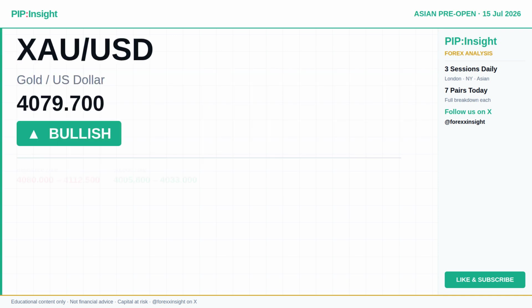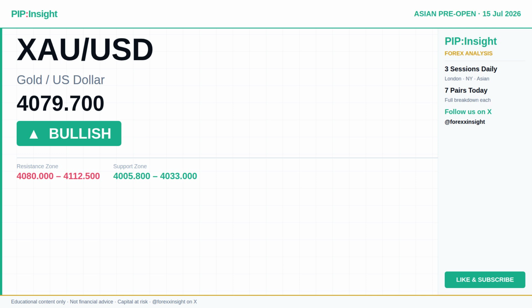If you're here for gold, you're in the right place. And there's plenty to unpack heading into the Asian session. Price closed the London session at $4,079, pressing right up against the $4,080 resistance zone. And that level matters because it also lines up almost perfectly with the H4 50-period moving average. That's a genuine confluence, and the market knows it.